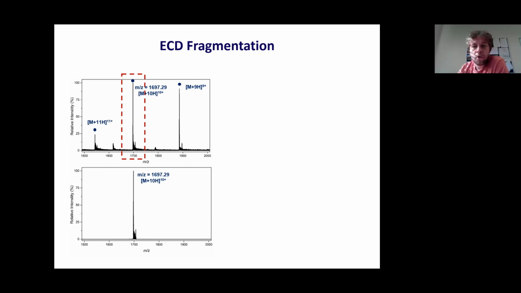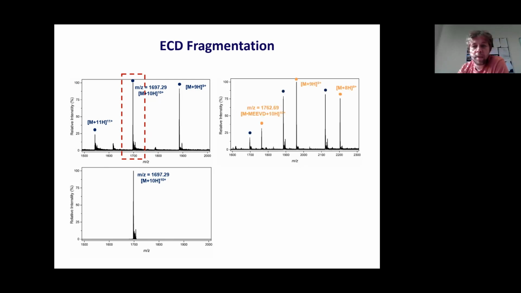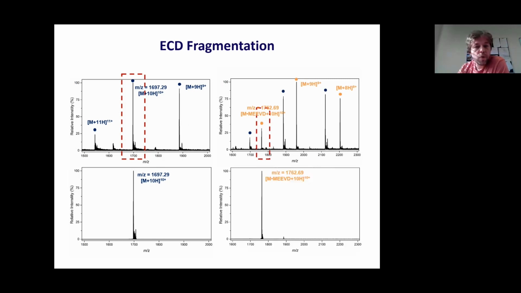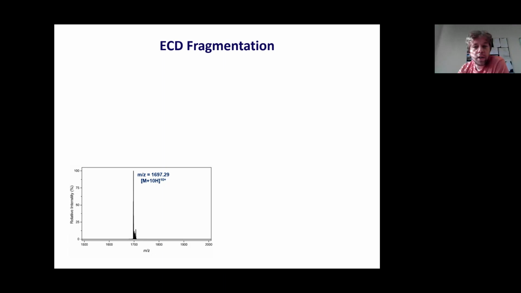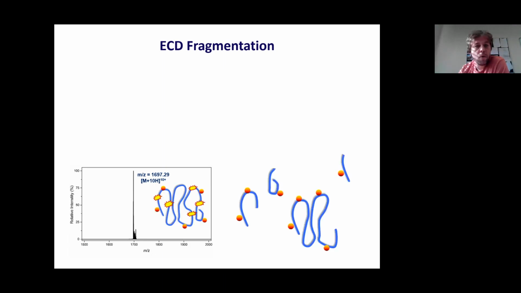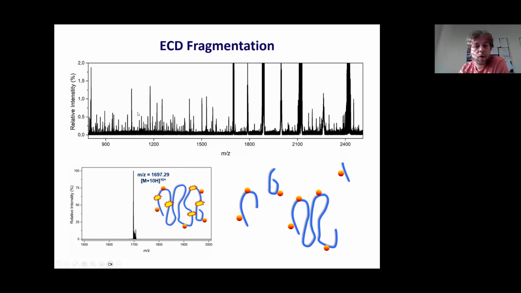The same for the bound species. This is a MEEV bound species. Tuning a quadrupole, you can isolate that. Then you subject this to ECD fragmentation, and you can fragment the backbone, get a series of peptides and a mass spectrum, and all of these peaks correspond to a very specific mass of your fragmented protein.